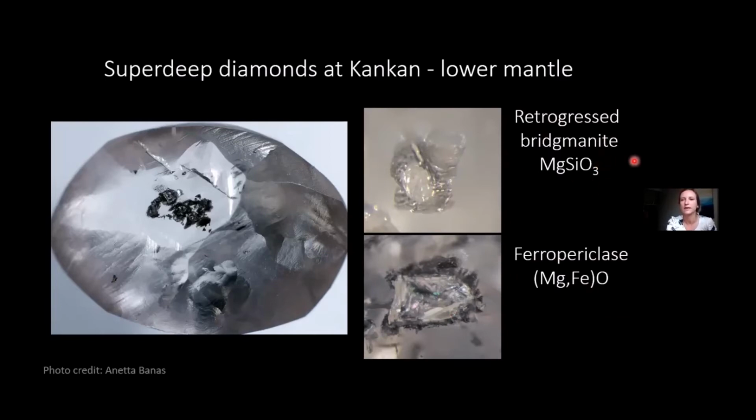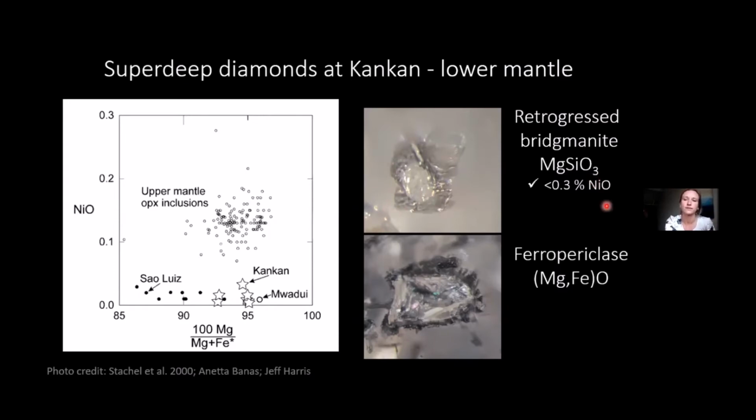And the reason I'm referring to these phases as retrogressed bridgmanite instead of just bridgmanite is simply that when we look at these diamonds at superficial pressures and temperatures, this mineral has already back-transformed into its low pressure polymorph, which is orthopyroxene. And because this phase has an orthopyroxene structure instead of its original perovskite bridgmanite structure, there's been some contention about whether or not these diamonds actually represent a lower mantle assemblage. However, there are a few lines of evidence that I think do point towards that origin.